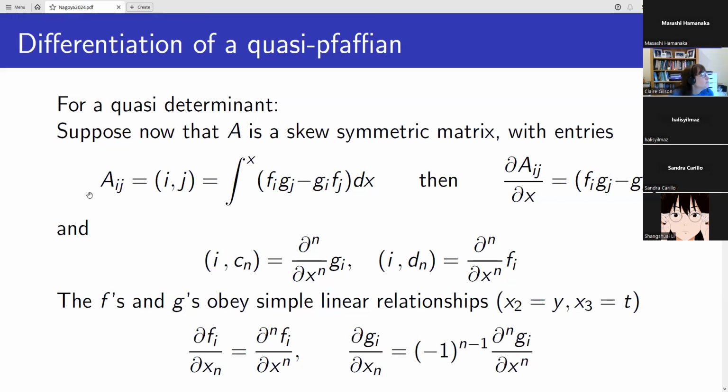So let's do some differentiation for this particular example. Here's my Aij, and if I differentiate it, I get just this product that I showed you a bit earlier. And my I with C, I'm going to just say is given by GI, and my I with D is given by derivatives of my F.